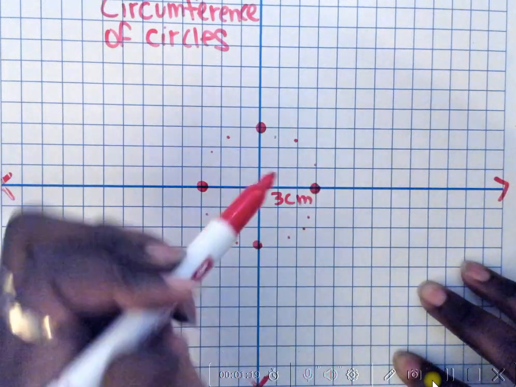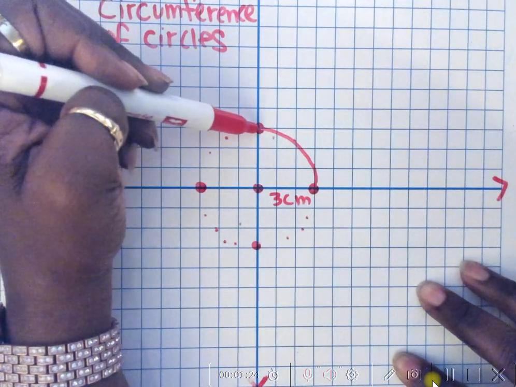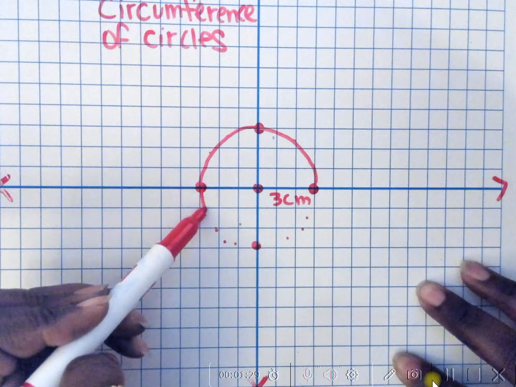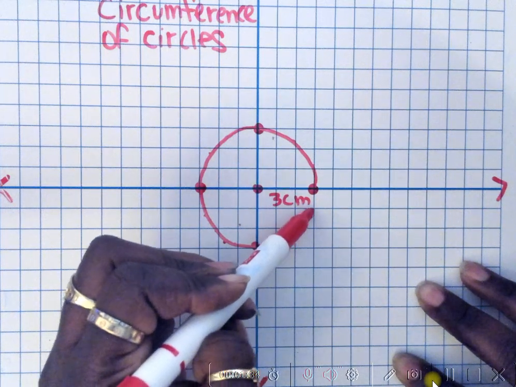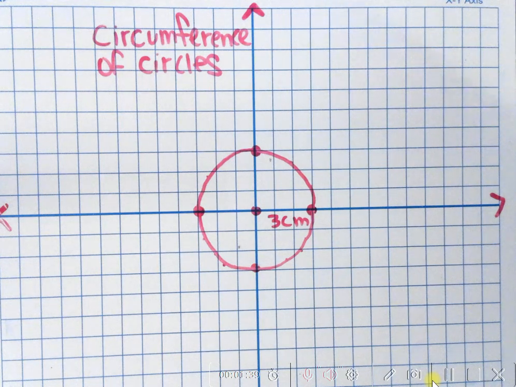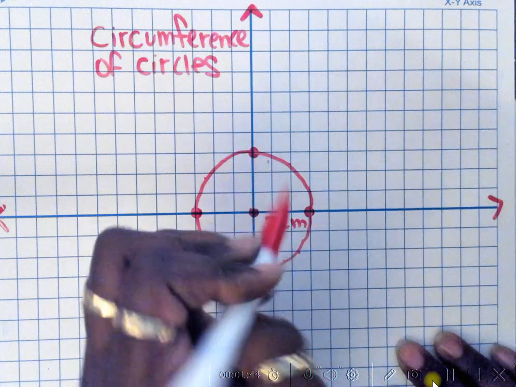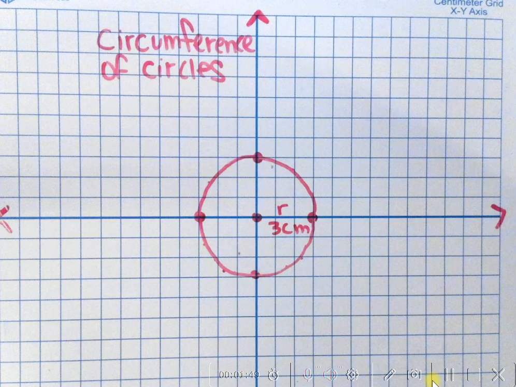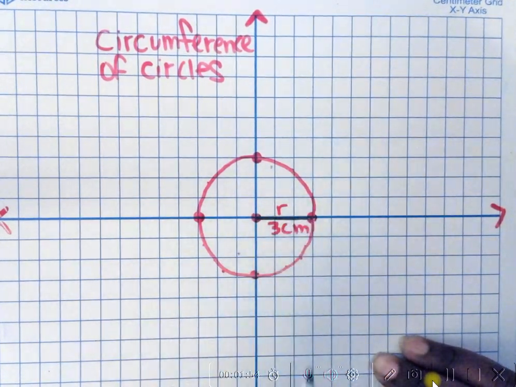As we connect those points, we should start to see that we're getting a circle. So I'm going to try to connect all these dots and we'll see what we get. All right. So there's our circle. And remember a few things that we want to know. As you go from the center to the edge, 3 centimeters, that's called your radius. Let me see if I can get a darker color. So you're going from the center to the edge, 3 centimeters.